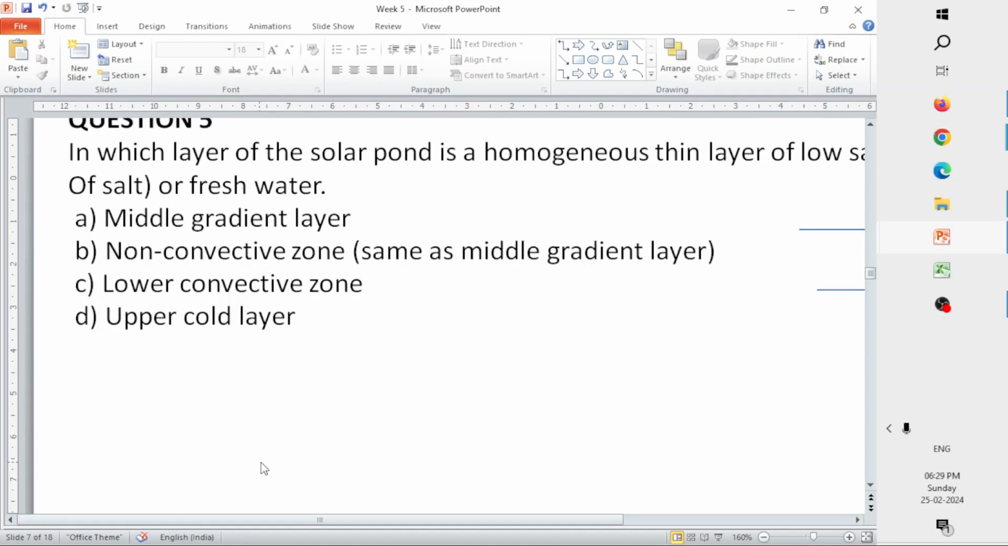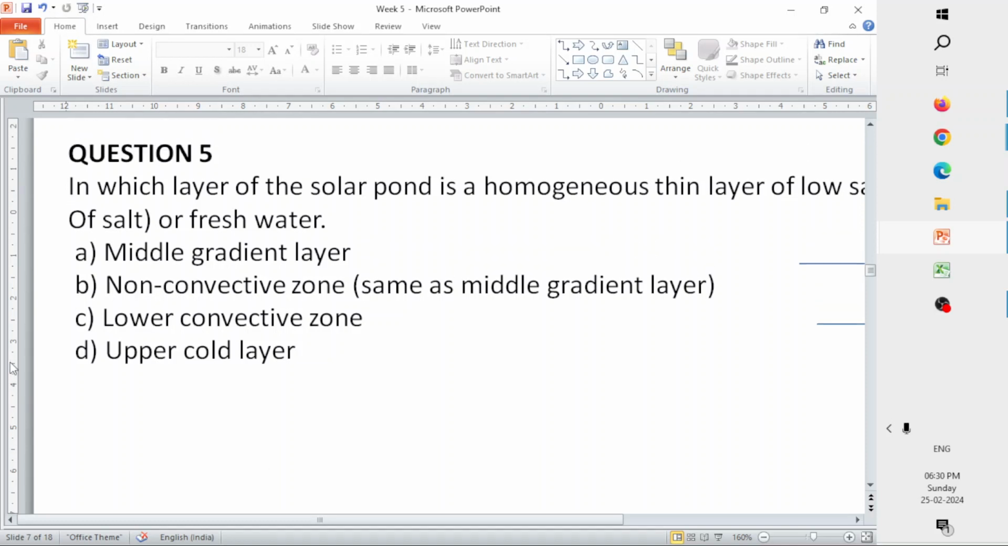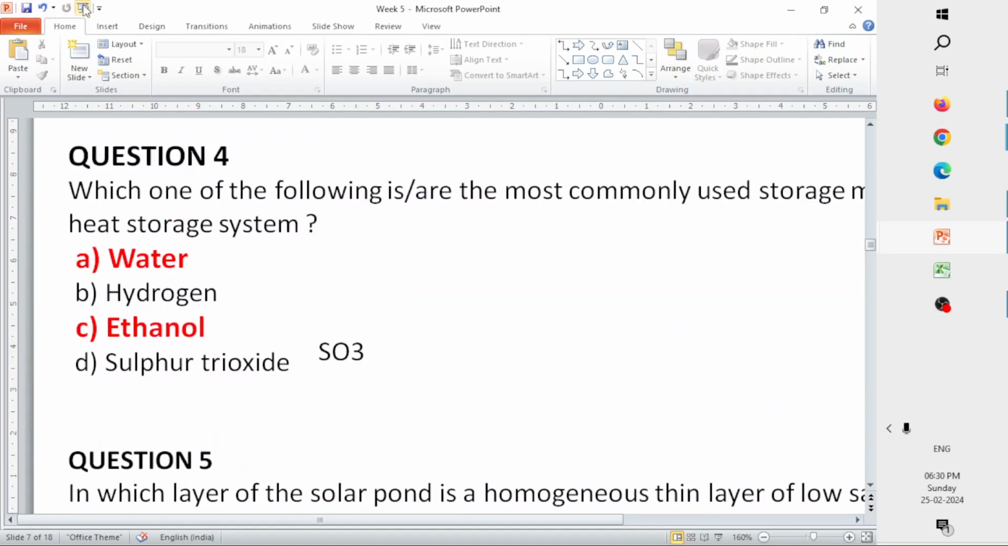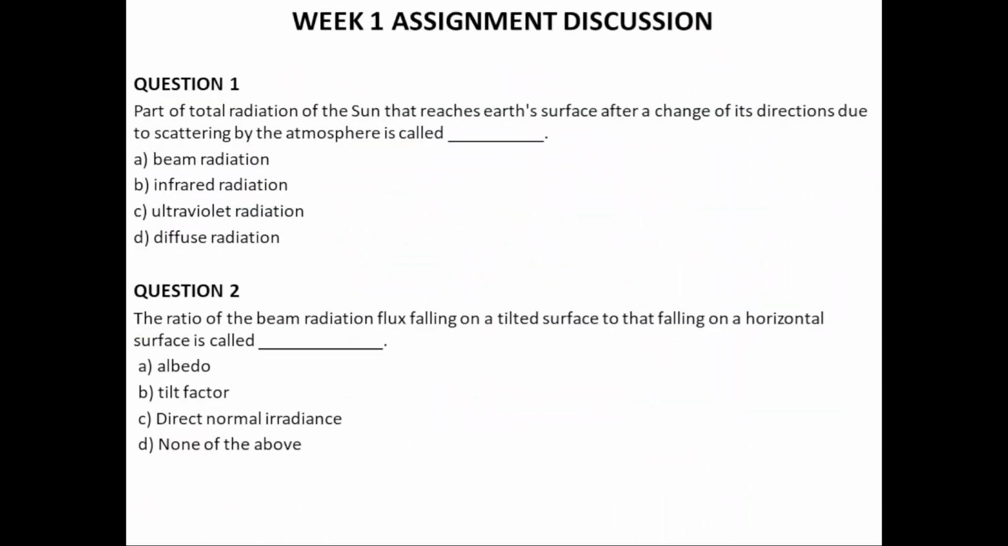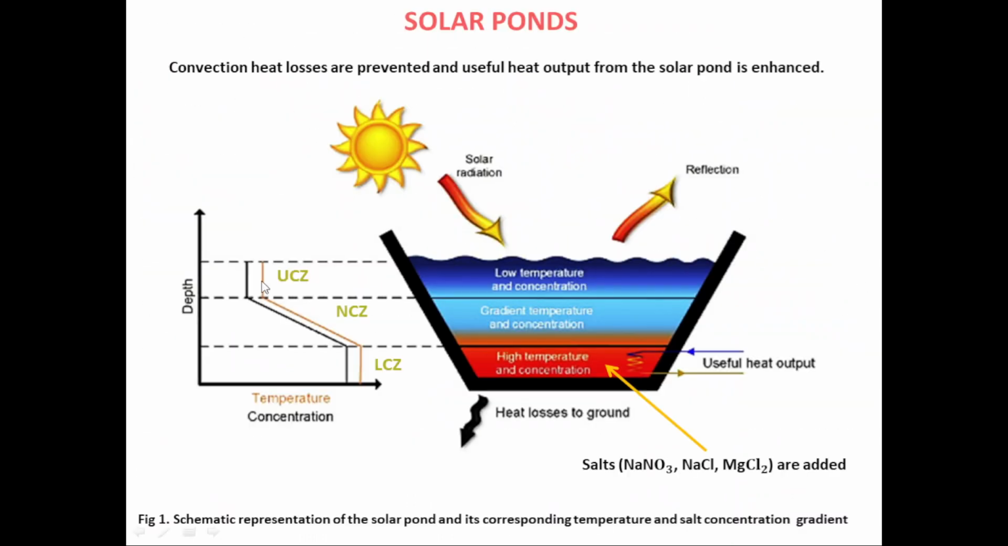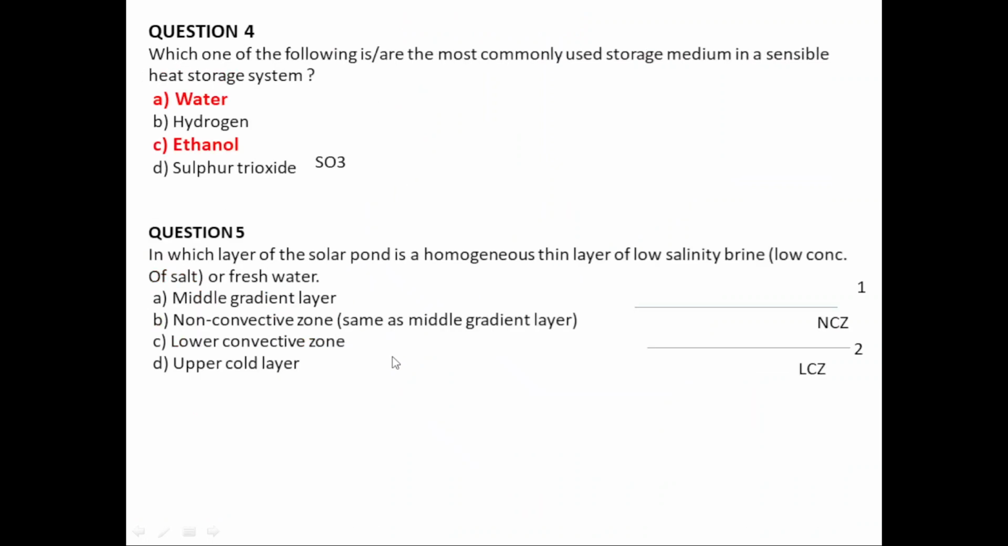Lower convective zone has a high saline concentration. So that statement is wrong. Here the concentration of the salt is the highest, as you can see in this graph also. If you see the graph, the black line is very high compared to your UCZ. So that is also wrong.